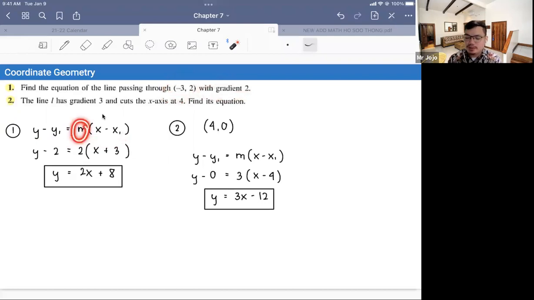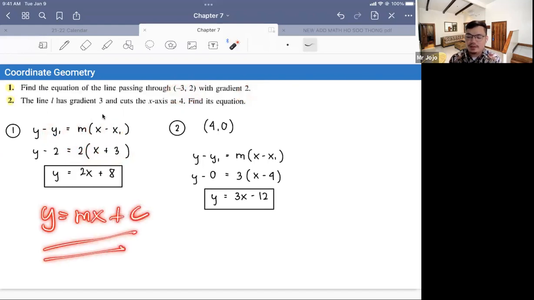So m is equal to 2, right? And then y1 is 2, and x1 is -3. So minus negative 3 makes it plus 3 over here. So therefore, simplifying this, changing this into the standard format for the equation of a line, this is your answer: y is equal to 2x plus 8.